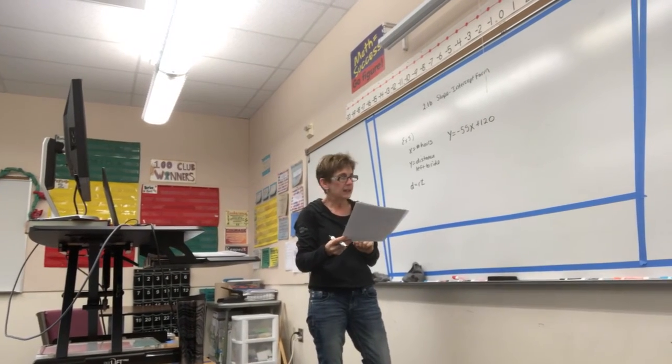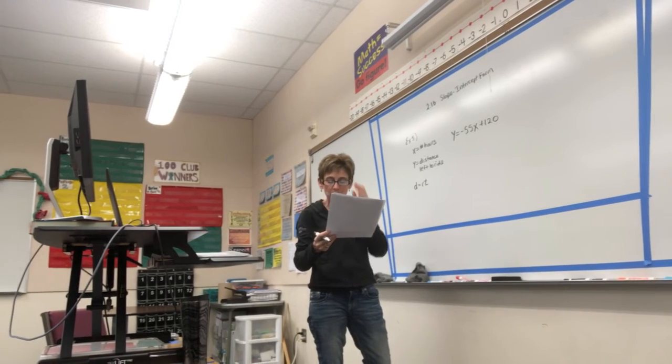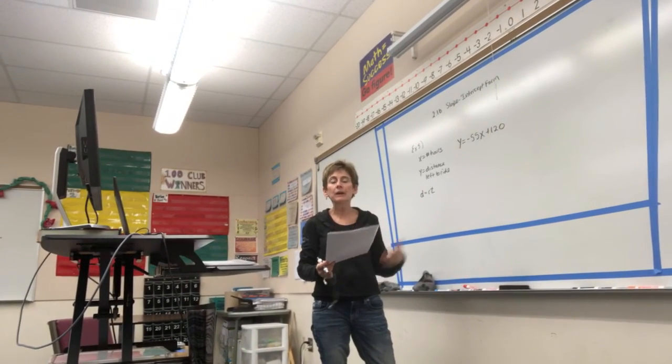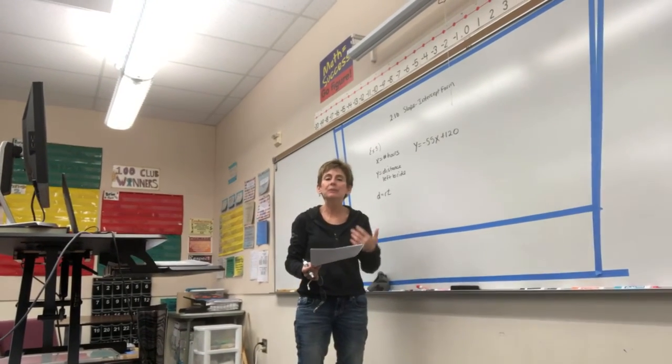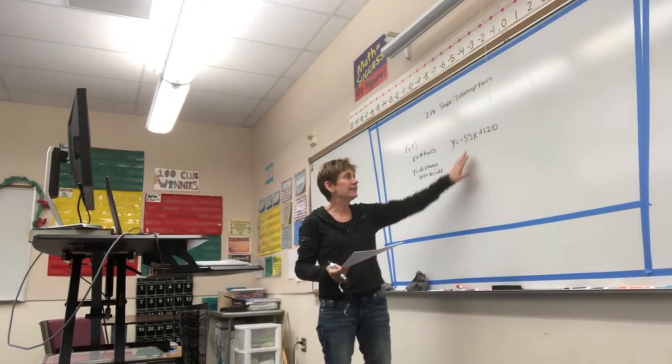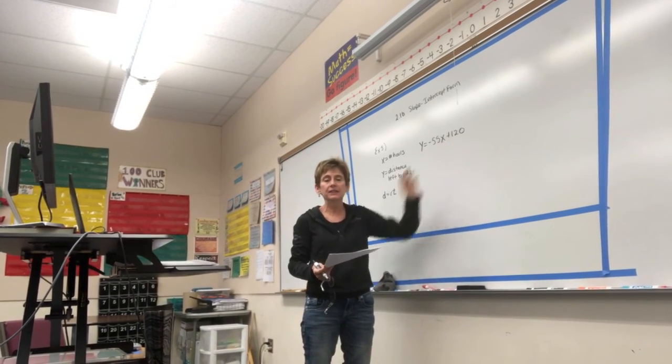And then it says, what is the y-intercept? The y-intercept here is 120. And basically what it represents in this case is the distance she has left to ride at the beginning of her ride. So when x is 0, when time is 0, her mileage left is 120.